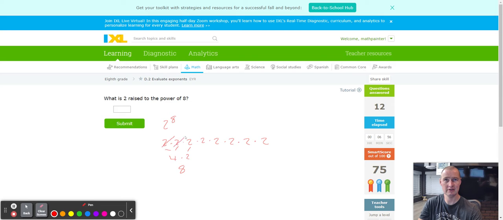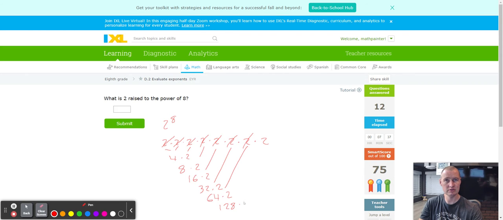So we got 4 times 2 is 8. I'm going to cross these out as I go. Now we got 8 times 2. 8 times 2 is 16. That 2 is done. Bring down the next 2. 16 times 2 is 32. That 2 is done. Bring down the next one. So I got 32 times 2 is 64. That 2 is done. Bring down the next one. 64 times 2 is 128.